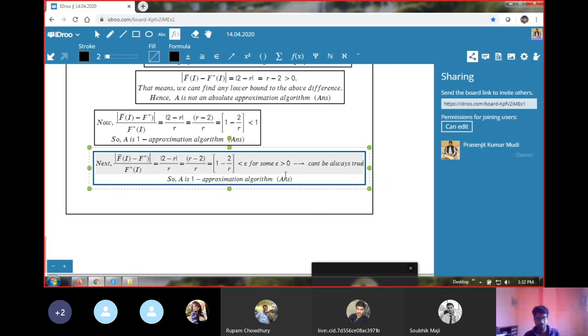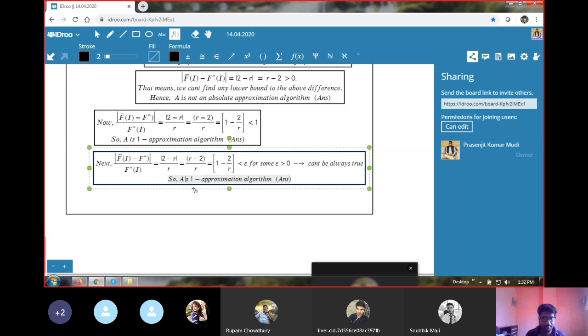This is not always true. Epsilon greater than 0. Okay, so it is less than 1, but the value may be 0.9, and epsilon greater than 0, epsilon has to be very close to 0. Okay, so this is not always true, we can say.